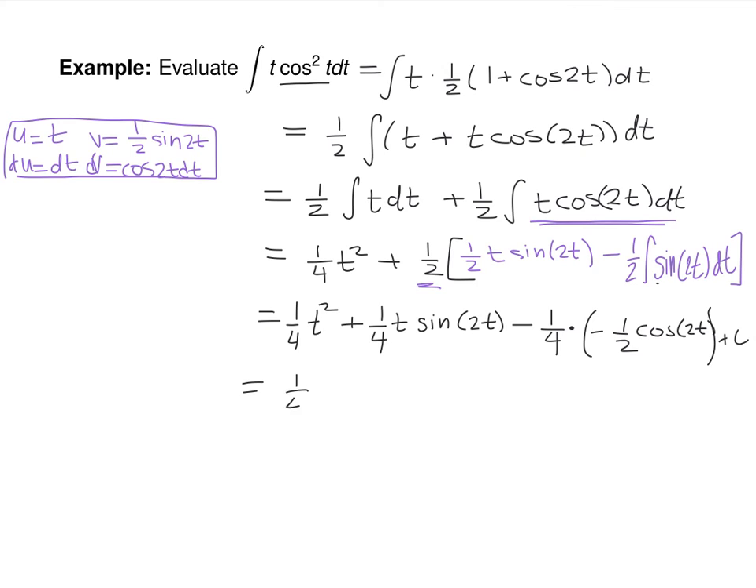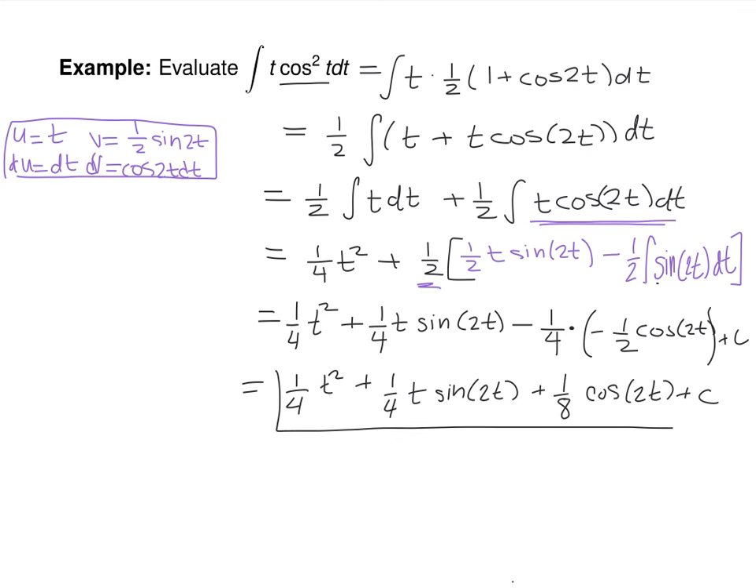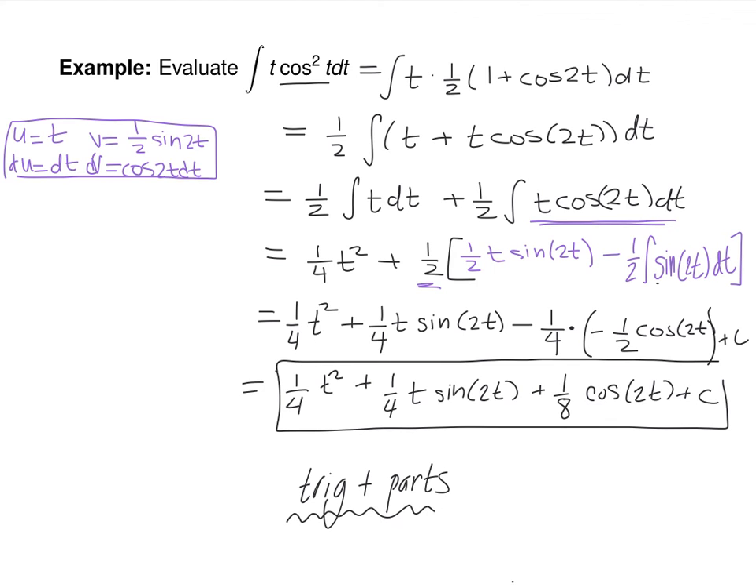So you have 1/4 t squared plus 1/4 t sine of 2t plus 1/8 cosine of 2t plus c. So that was an example of doing a trigonometric manipulation and then parts. Okay.